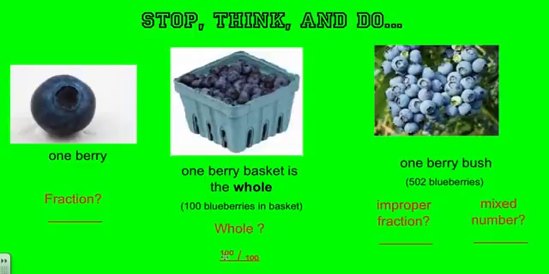Now we would like for you to create an improper fraction and a mixed number based on the berry bush. So the blueberry bush has a total of 502 blueberries. So keep in mind there's 100 blueberries as your whole, and then the bush has 502, so make sure you make your improper fraction a mixed number. And then finally, you're going to take 1 blueberry and you're going to determine a fraction. 1 blueberry out of the 100 total is going to help you make your fraction. Write this in your notebook.